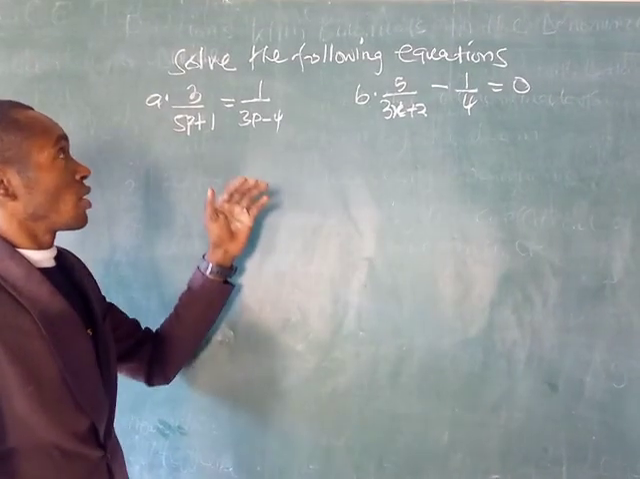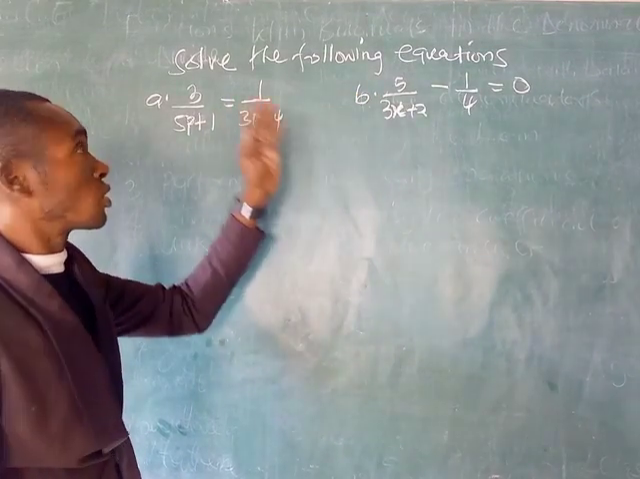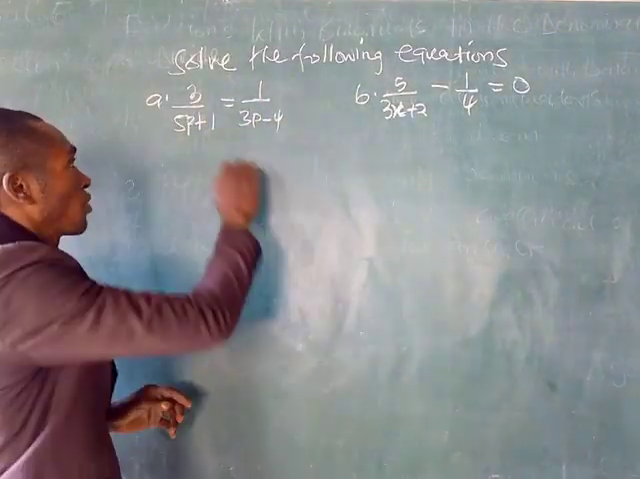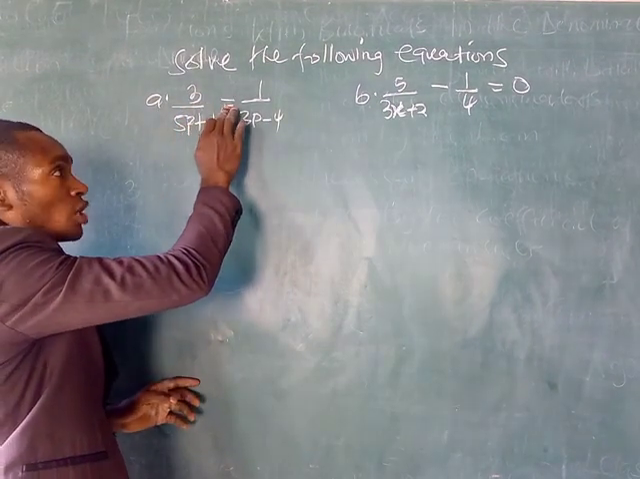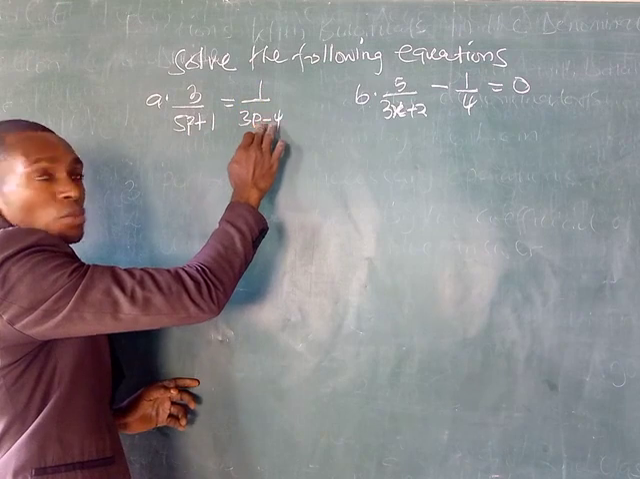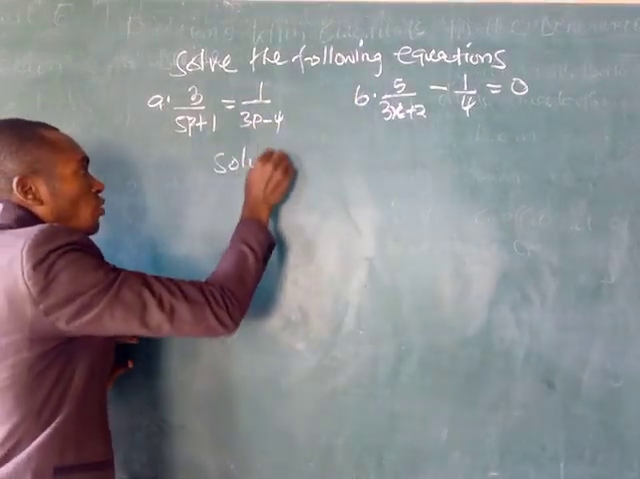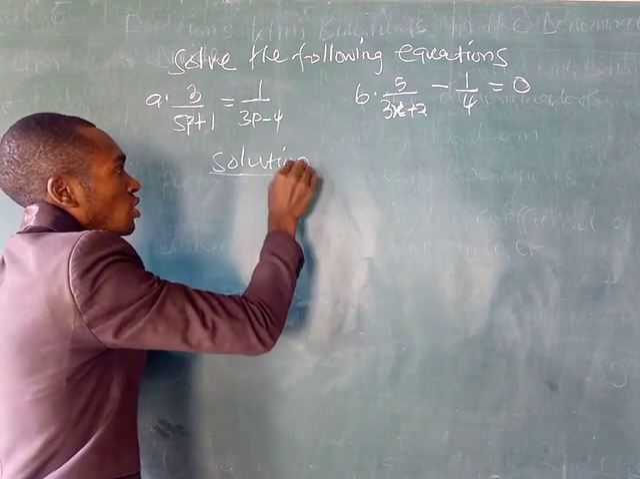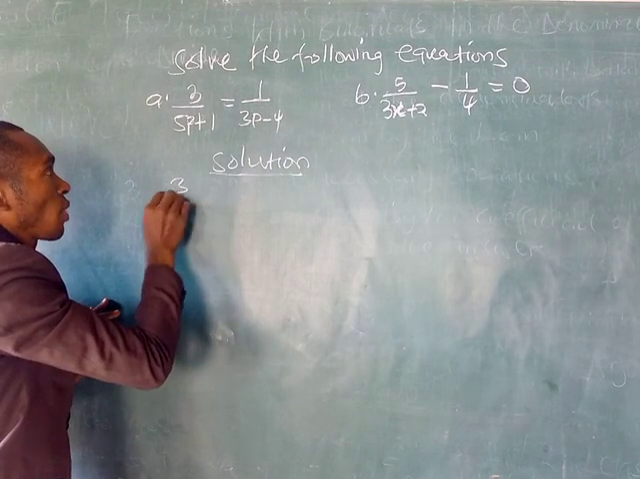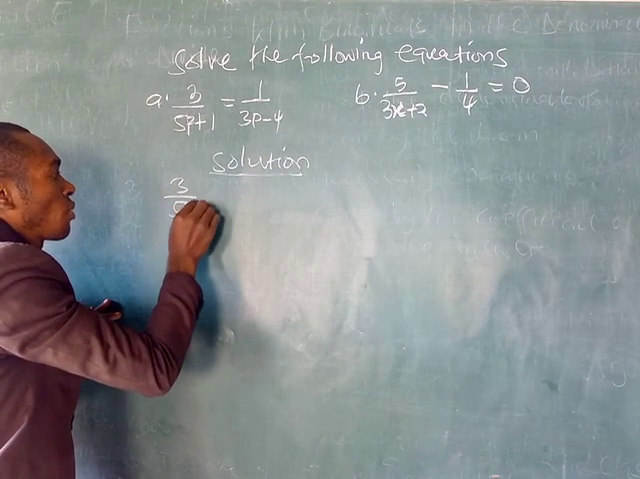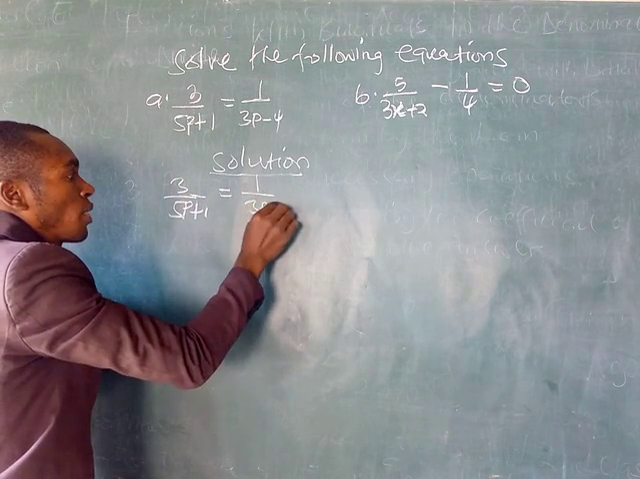Now let's see these questions. Solve the following equations. The first one is 3 over 5p plus 1 equals 1 over 3p minus 4. Now, we go straight to finding the solution to our questions. The first one is 3 over 5p plus 1 equals 1 over 3p minus 4.